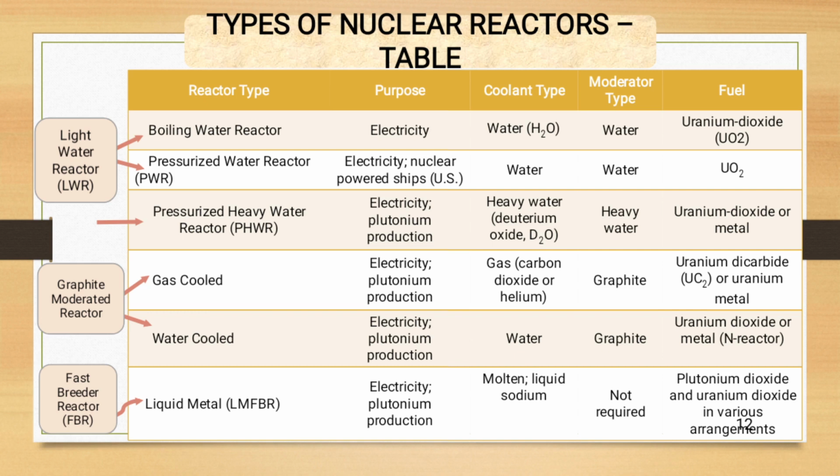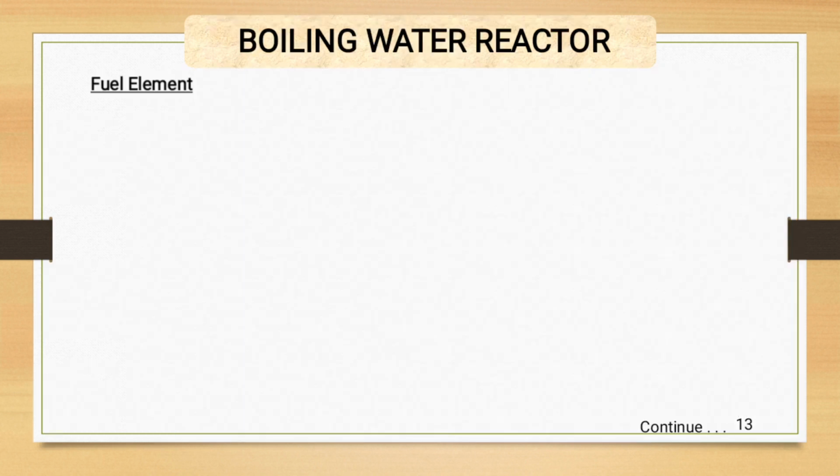In water cooled reactors, the purpose is electricity and plutonium production. Water is used as coolant, graphite is used as moderator, and uranium dioxide or uranium metal is used as fuel. In liquid metal fast breeder reactors, electricity and plutonium production is the purpose, and molten liquid sodium is used as coolant. No moderator is required here because we need fast moving neutrons, and plutonium dioxide and uranium dioxide in different arrangements are used as fuel.